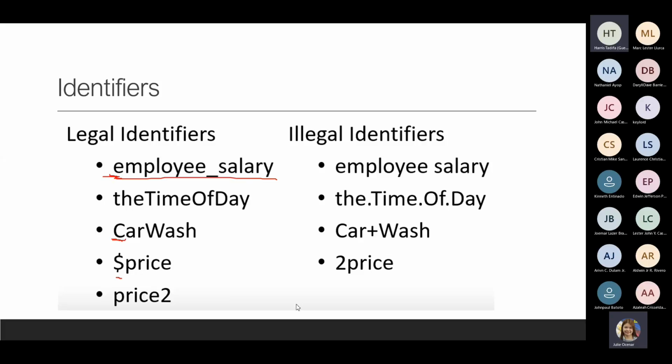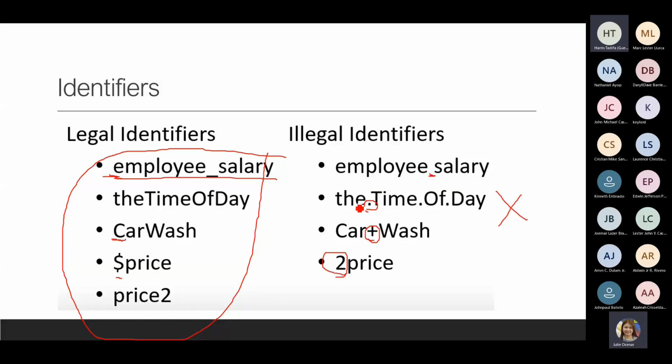Okay? So, yun po. Eto siya, hindi siya pwede kasi mayroon siyang space. Ito naman, hindi siya pwede because of the dot. And then, this one, operators, hindi siya pwede. And this one, kaya siya error. Okay? So, this one is an example of legal or valid identifiers, while this one is not. Okay? So, any question about the identifier so far?